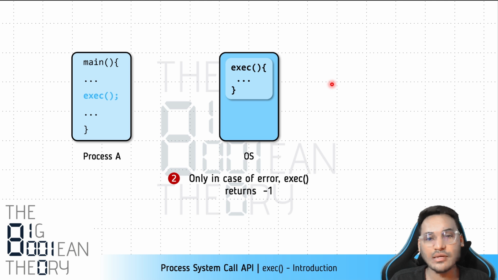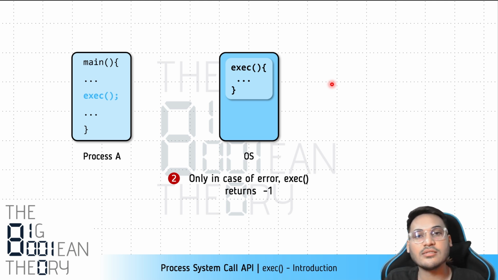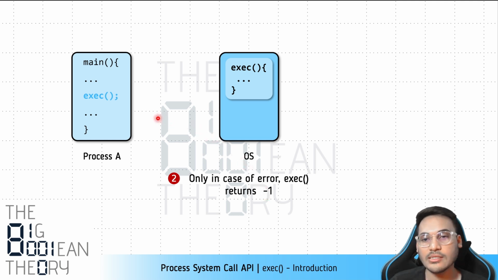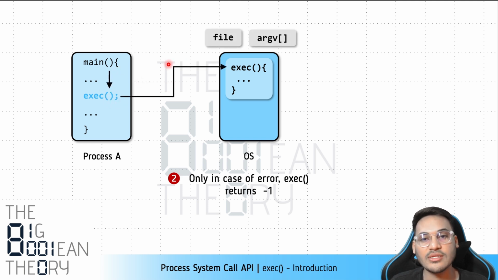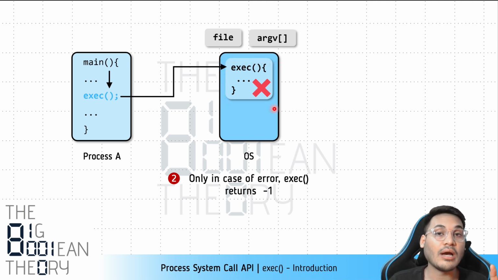The next point is that when there is an error, in that case, the exec call will return an integer value of -1. So let's take another example. Let's say this process A invokes the exec system call, and let's say it passes the arguments, that is the file name and the list of arguments for the new program. And let's just assume that this file name is wrong. It does not exist. In that case, the exec call will not be able to find any binary file on the disk. It will not be able to locate that program. I'm just giving one of the examples why this call can fail.